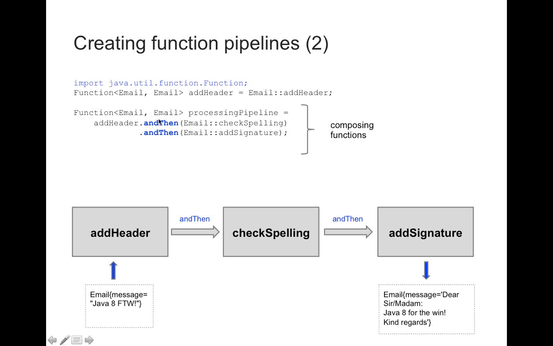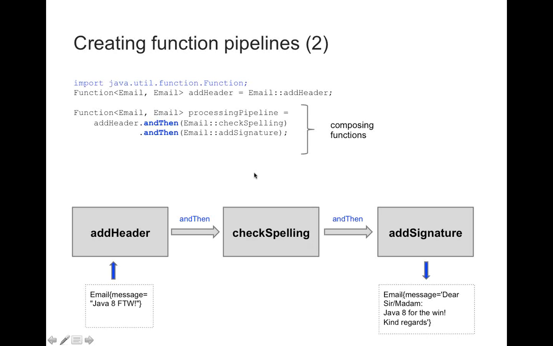So the Function interface supports an andThen method, which takes another function as an argument. So the result of that will produce a function itself. We can then compose it with the email add signature. So what we've done here is create a processing pipeline that has three components to it. It starts with an add header. So if we've got this input called Java 8 FTEW, we compose that with the check spelling. Then we compose that with the add signature. And the result of it will be as follows.